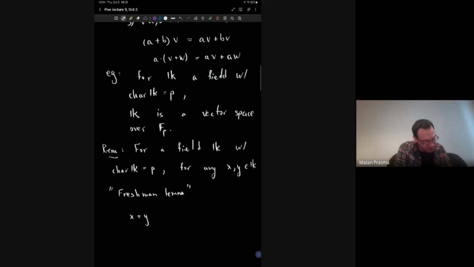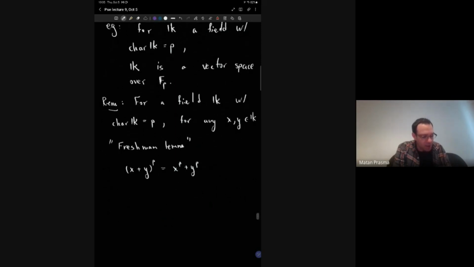This is what we discussed in FP, which means that X plus Y to the P is actually X to the P times Y to the P. Like the very naive equation actually holds. And the reason, if you remember when we proved it, we took X plus Y to the P and we decomposed it via the binomial formula.